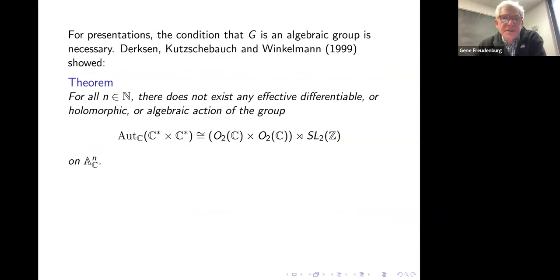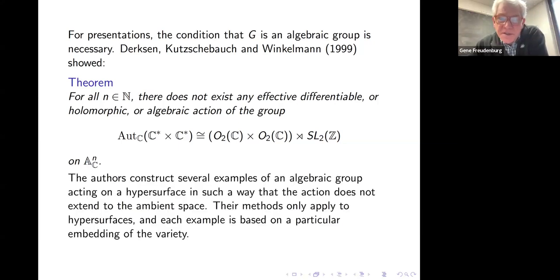For presentations, notice the condition that G is an algebraic group is necessary. Dirksen, Kuchbauk, and Winkelmann showed that for all n, there does not exist any effective differentiable or holomorphic or algebraic action of the group of automorphisms of the two-dimensional torus on affine space. Of course, we recognize the obstruction here is the presence of that discrete subgroup SL2Z. So we really do need to stick with the algebraic groups.